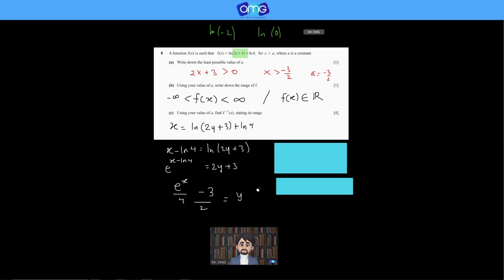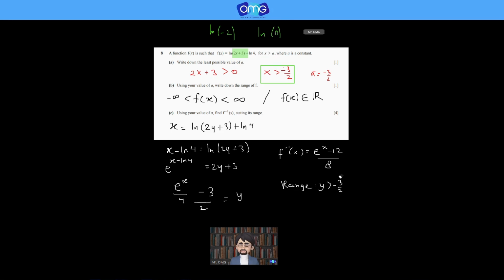Since that is the inverse, f inverse x is the simplest form of this, which is e to the power of x minus 3 over 8. And the range itself is the domain of f, which will be y greater than minus 3 over 2. Yeah, and that's the answer.